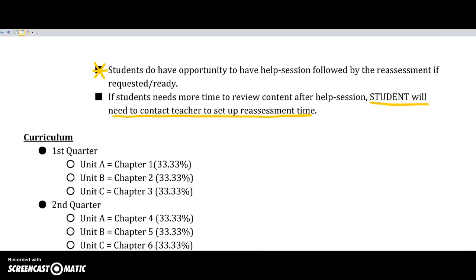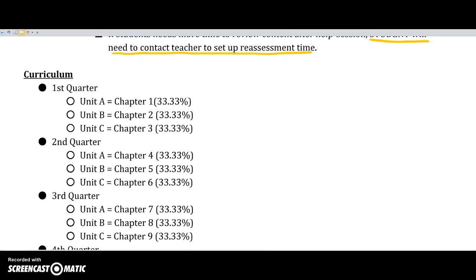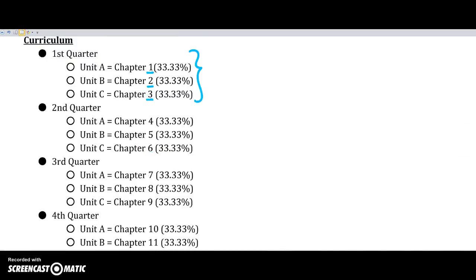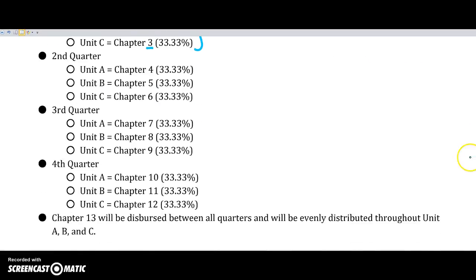So that's kind of an overview of the monitor checks. Below is kind of how the curriculum is going to look. So in this first quarter, Unit A, Unit B, and Unit C, again, are going to be separate, and we've separated this so RenWeb can kind of keep up. So in this first quarter, Unit A will be Chapter 1, Unit B Chapter 2, Unit C Chapter 3. In each quarter, it will change, and we will try to make it as clear as possible what Unit A is about, Unit B, and so on.